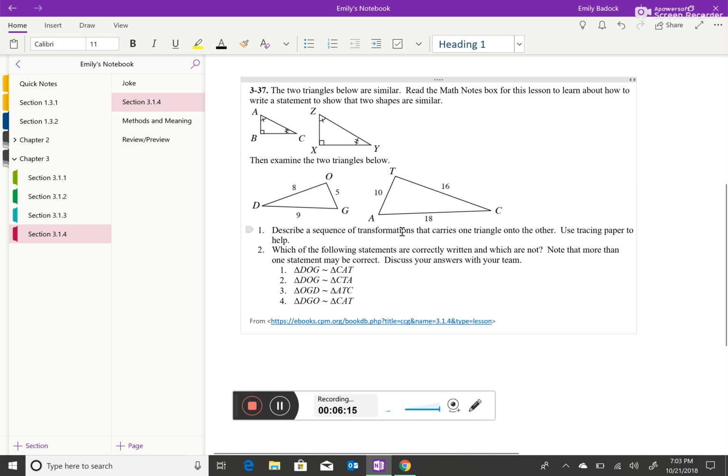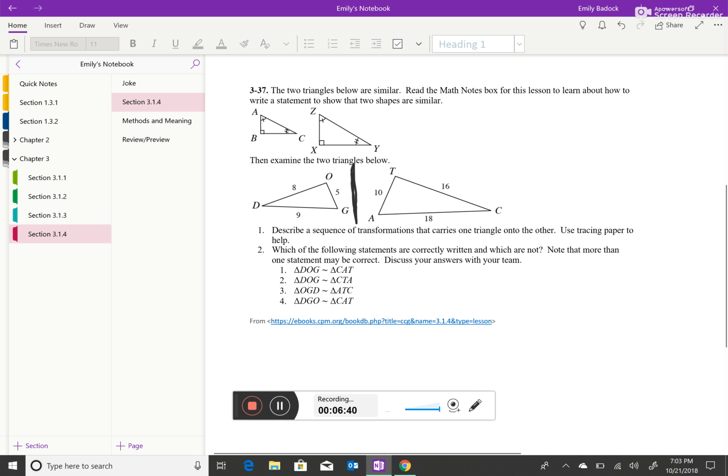Then examine the two triangles below. Describe a sequence of transformations that carries one triangle into the other, using tracing paper to help. The first thing that I saw was maybe I could draw a line right here. And I see that it is reflected over that line. And then after it's reflected over that line, it's dilated. So it's made bigger, obviously.